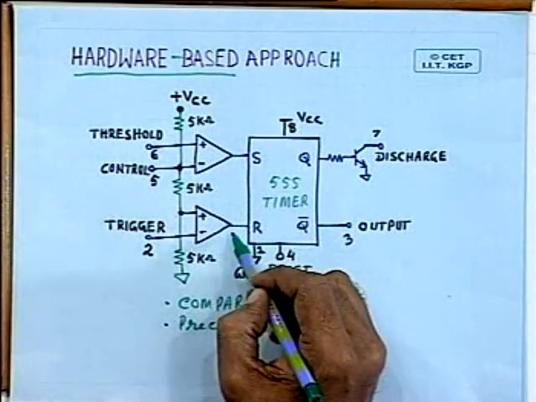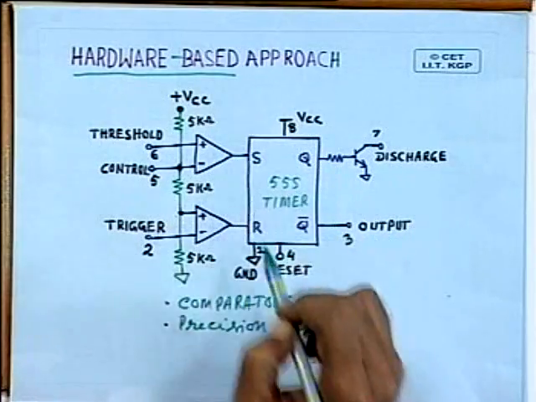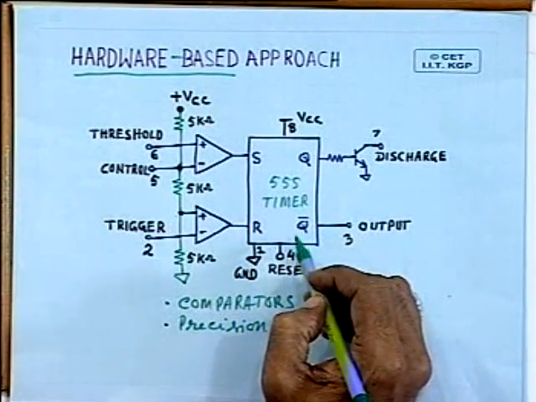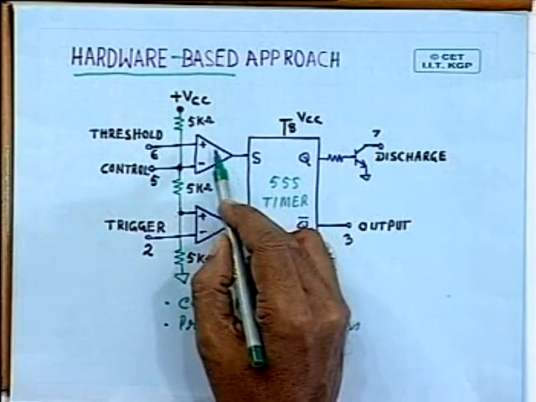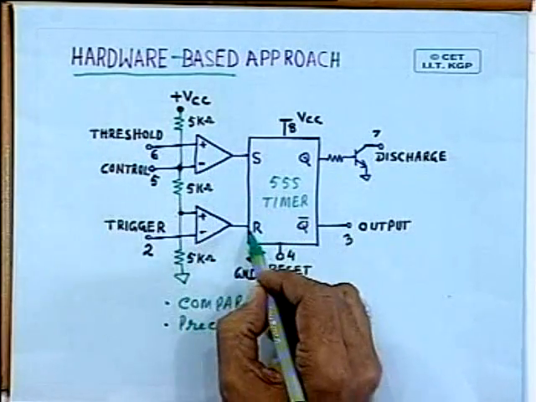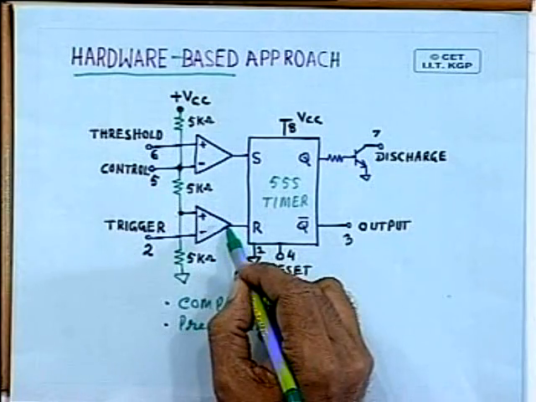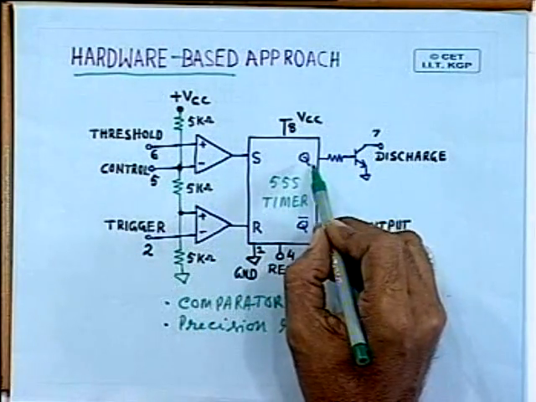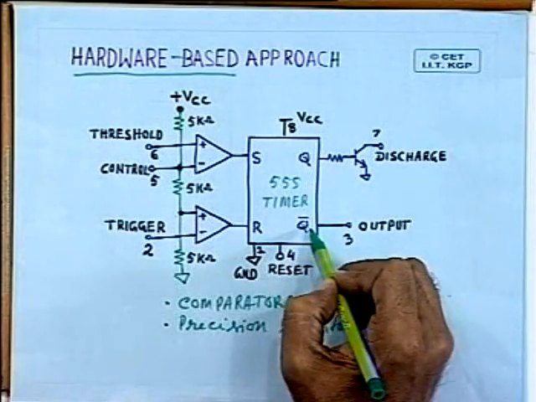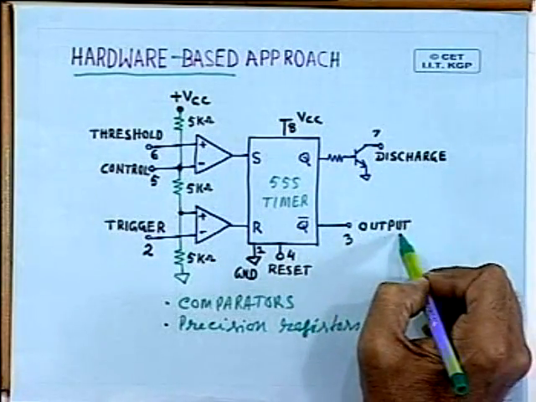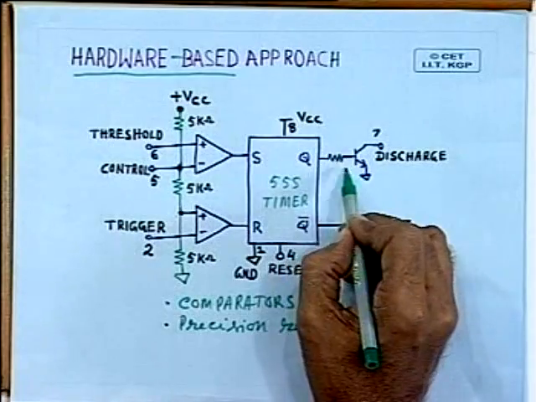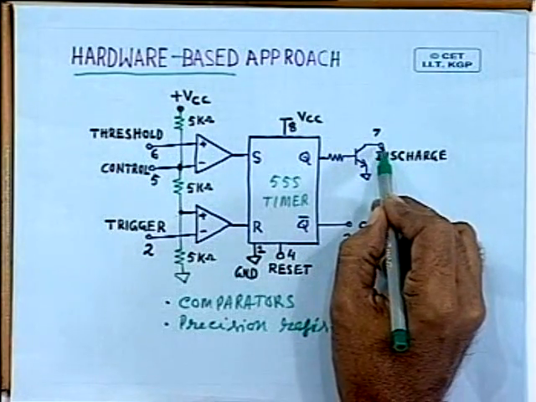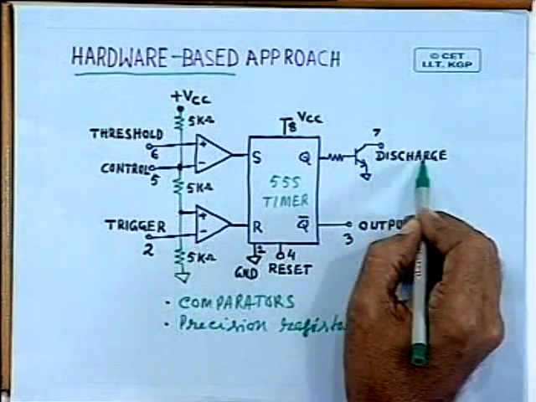And these comparators are driving an SR flip flop, set reset flip flop, and the S input is connected to the upper comparator, the R input is connected to the lower comparator, and the output of the flip flop is available here, Q and Q bar. Q bar is available as output. However, Q is used to drive another transistor through a resistor, and this transistor output is designated as discharge.